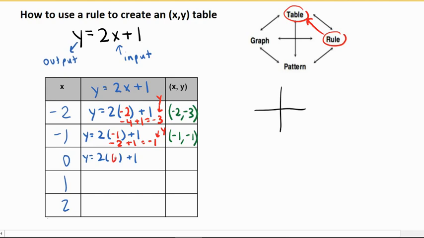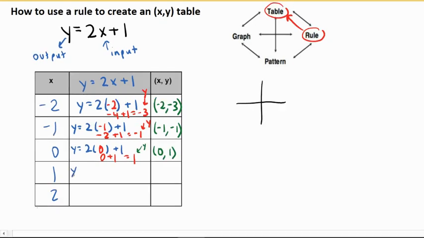So every time I'm starting with the blue equation, but instead of an x, I'm putting in the number that's in the column over here. Okay, 2 times 0 is 0, plus 1 is 1. Okay, so for x, we have 0. And then for y, we got 1 right here.